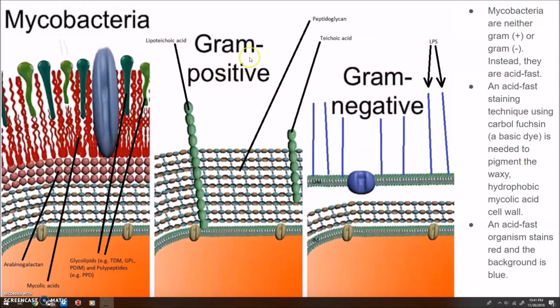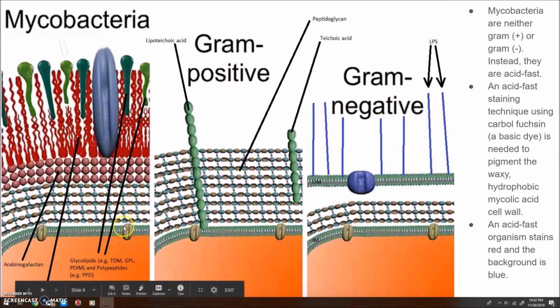Gram-positive and gram-negative bacteria can be visualized using gram stains. A gram-positive bacterial cell is going to stain purple, and a gram-negative bacterial cell will stain pink. But mycobacteria can't be stained using gram stains, because they have a waxy outer layer called mycolic acid. So you actually have to use a different type of stain altogether, called carbol fuchsin. It's a basic dye. That's the only thing that can pigment these waxy mycolic acid components. It's visualized right here in red.